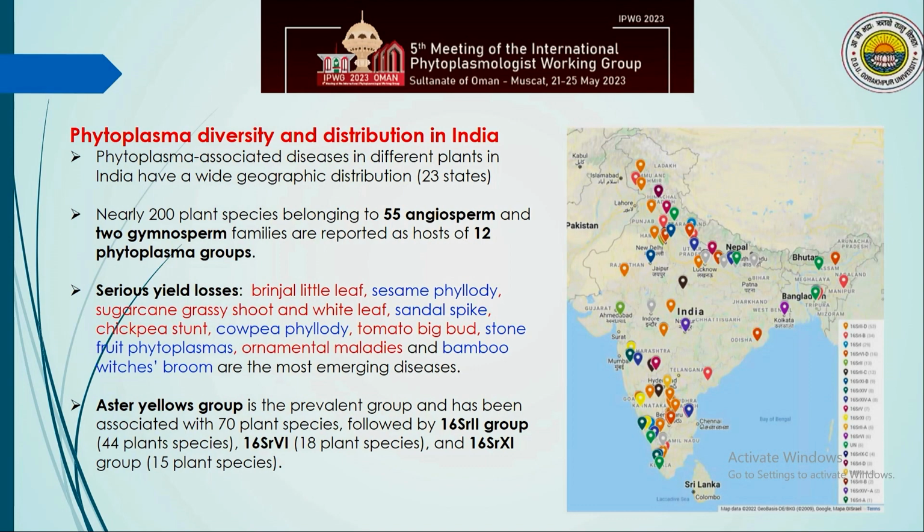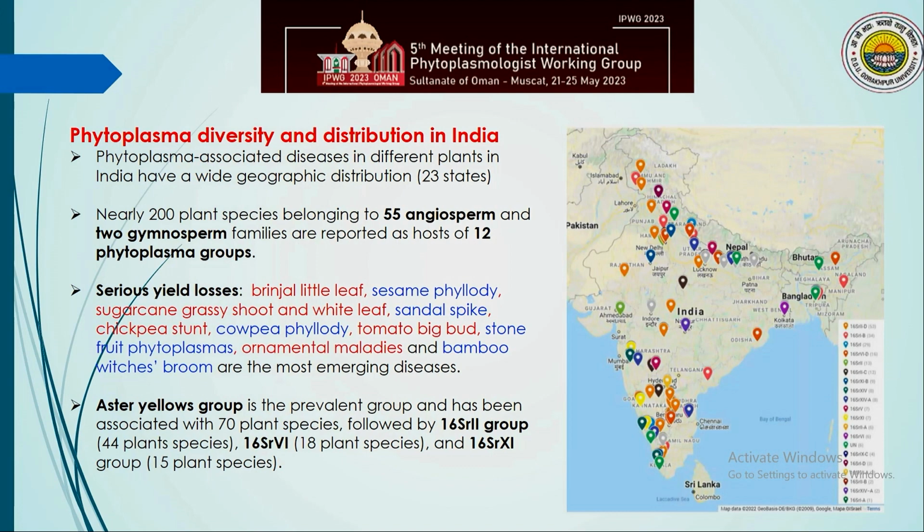But we are really suffering very severe losses in horticultural crops, especially vegetables and seasonal ornamentals, except for sesame phyllody and sugarcane grassy shoot. Some of the very important vegetable crops are brinjal, tomato, and most of the cucurbits. Among stone fruit crops, the most important is peach in India.